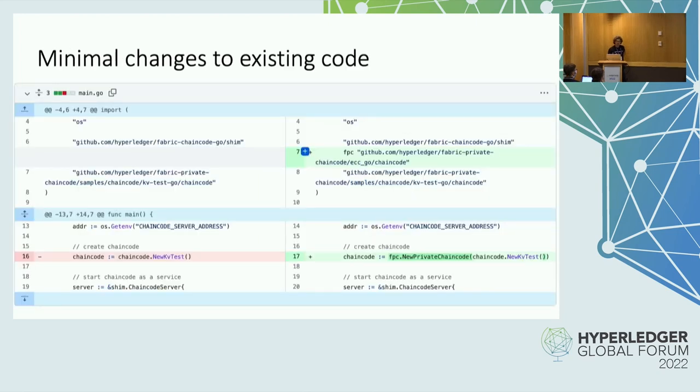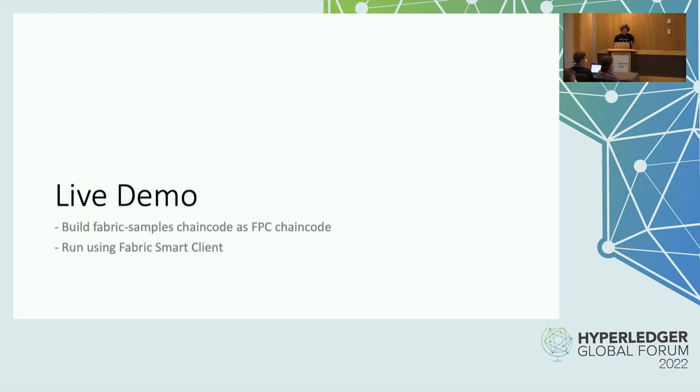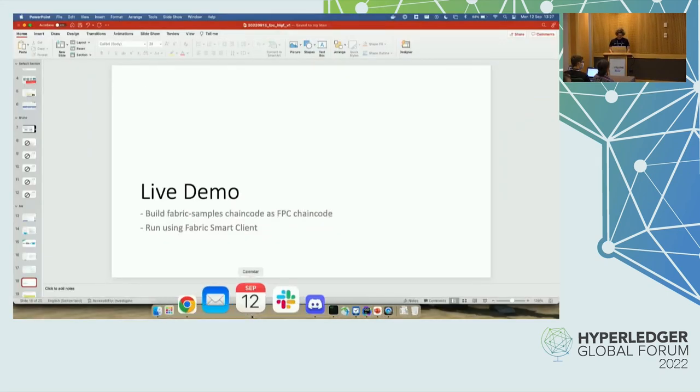In order to integrate FPC, there are actually very minimal changes you need to make to your application. So you just import the FPC library, wrap your chaincode as a new private chaincode, and compile it with the tools we are providing in our repository. So now the scary part. I will try to do a live demo in order to show you that this is really real.